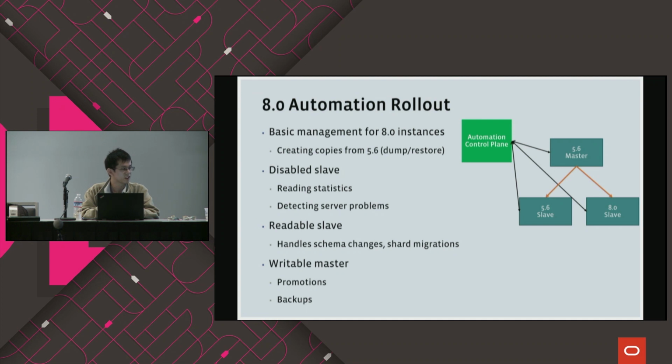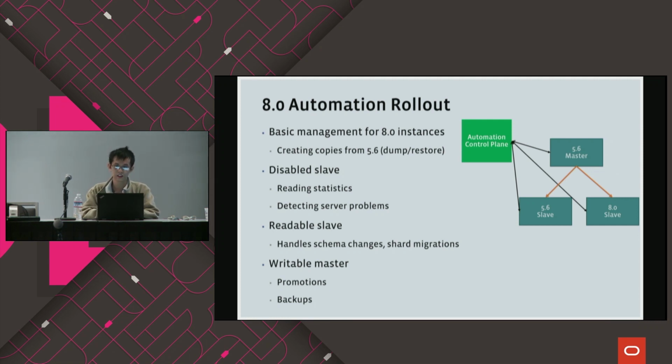The first thing that we absolutely need is spinning up new machines on 8.0. We decided that we were not going to do in-place binary upgrades, so we're just going to dump and reload 5.6 instances onto 8.0. So the first step is just making sure the scripts that do this dump and restore still work with the two versions.